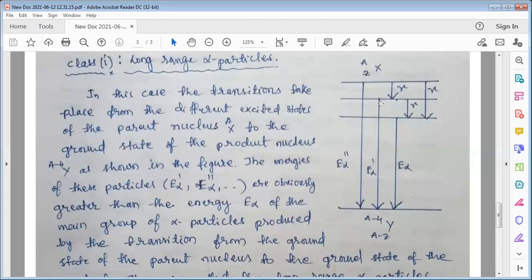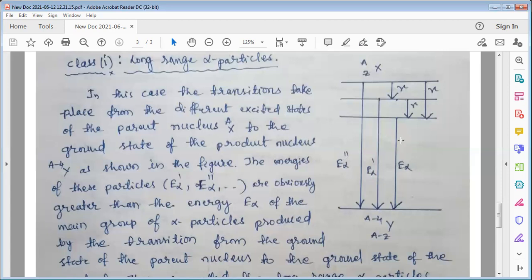Next transition is from the first excited state of the parent nucleus X to the ground state of the product nucleus Y. The energy difference between the first excited state of the parent nuclei and the ground state of the product nuclei is less as compared to the first transition. So the energy of the alpha particles emitted in these transitions is E alpha dash. Obviously this energy is less than this energy.